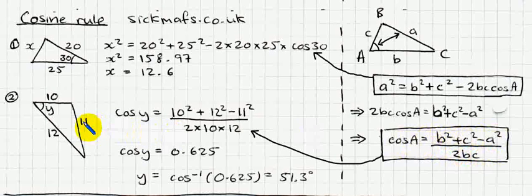So let's quickly apply that. Here's my a, which is opposite the angle, so remember that a is doing the taking away bit. The rest is easy to remember. So I say cos y is equal to 10 squared plus 12 squared minus 11 squared, the side opposite the angle, all divided by 2 times 10 times 12. That gives me cos y is equal to 0.625, and to work out what y is, I just use the inverse cos button on 0.625, and it gives me the actual angle.